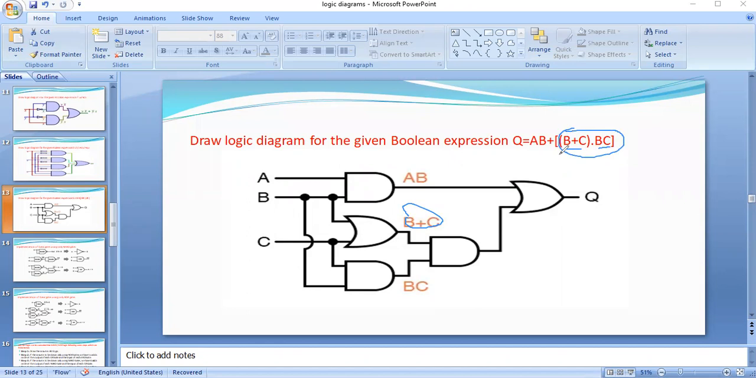And then, what is the other product term we have? AB. So here is AB. We treat the whole bracketed expression as one term, and give these two terms as input to the OR gate. So we get the output Q.